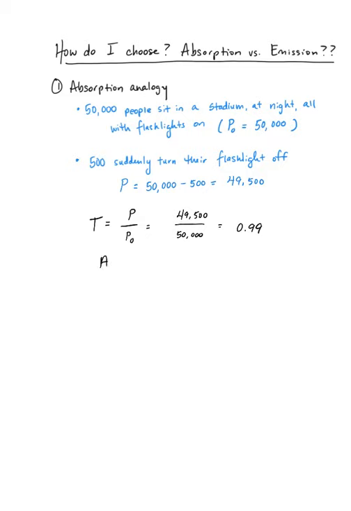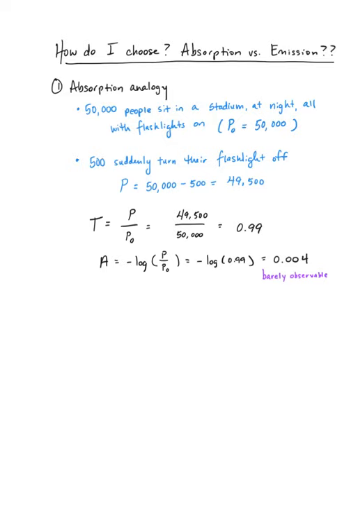Absorbance, A, is the negative log of transmittance, or the negative log of 0.99. This is a really small quantity. It's almost 0.004. In other words, this is barely observable. An absorbance value should be somewhere close to at least 1/10 to be appreciable.